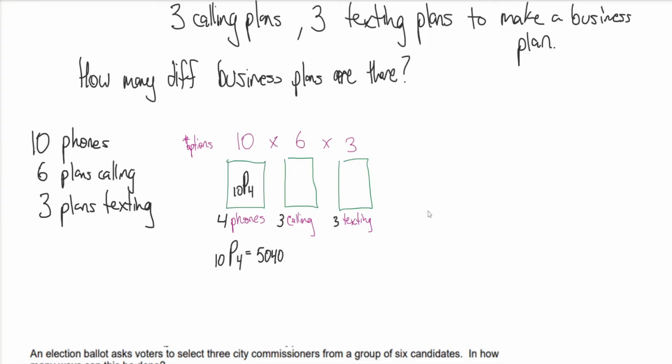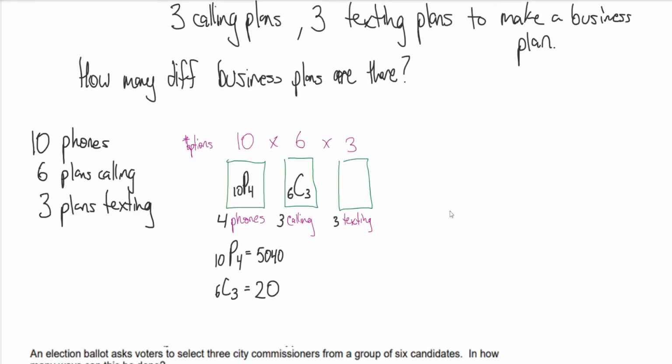Okay, so then for my options, my calling plans here, it's not permutation, it's combination. Oh no, sorry, it's not 10. It's 6 choose 3, right? This is a combination. So this is 6 combination 3. It's just 20. There are only 20 different variations there, right?